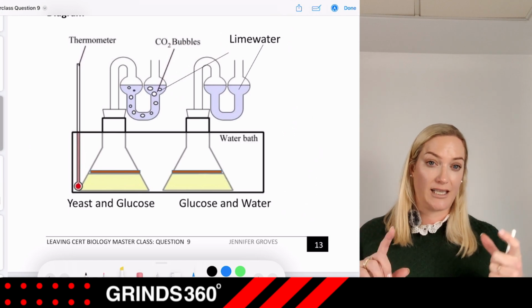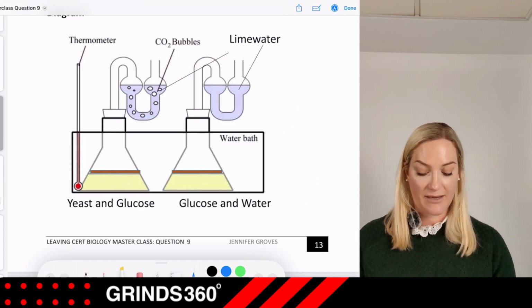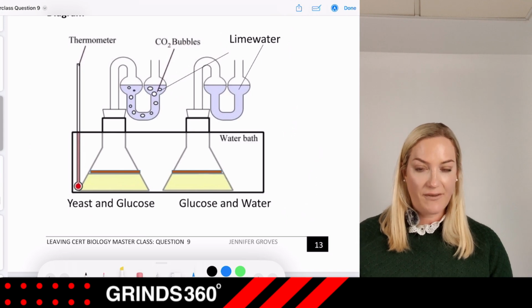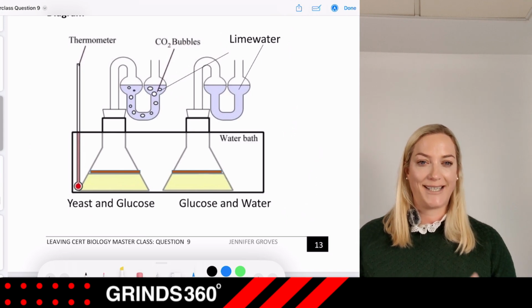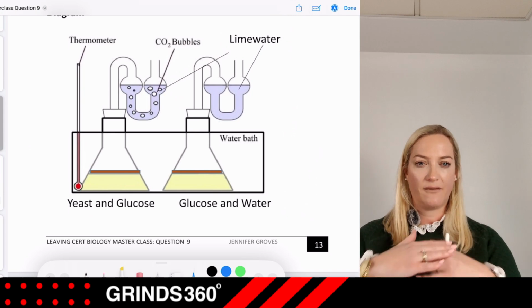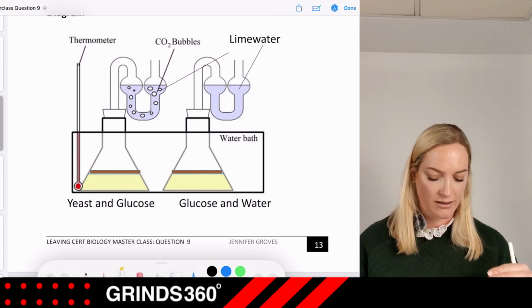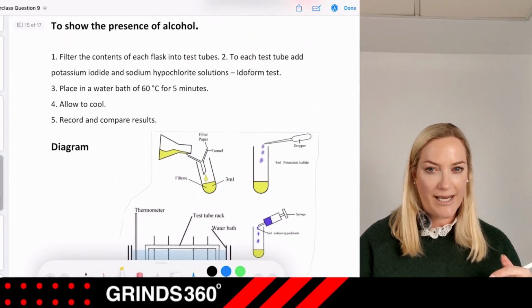And what I do is I'll take a little recording and I'll show it to my class and prove to them, look, it is bubbling. If it's bubbling, fermentation is taking place. We're making alcohol. If it stops bubbling, fermentation has ceased. We've stopped making alcohol. So, to show the presence of alcohol.